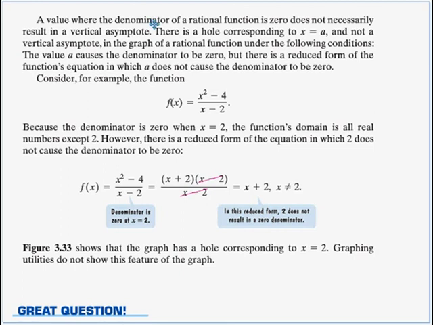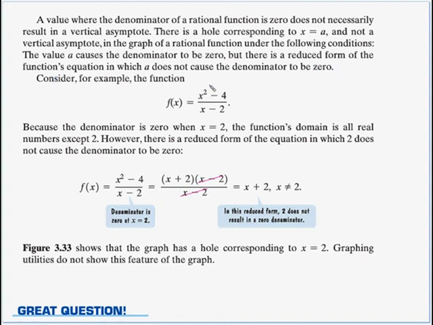So a value where the denominator of a rational function is 0 does not necessarily result in a vertical asymptote. There's a hole corresponding to the x value of a, and not a vertical asymptote in the graph of a rational function under the following conditions. The value of a causes the denominator to be a 0, but there is a reduced form of the function equation in which that value of a does not cause the denominator to be 0.